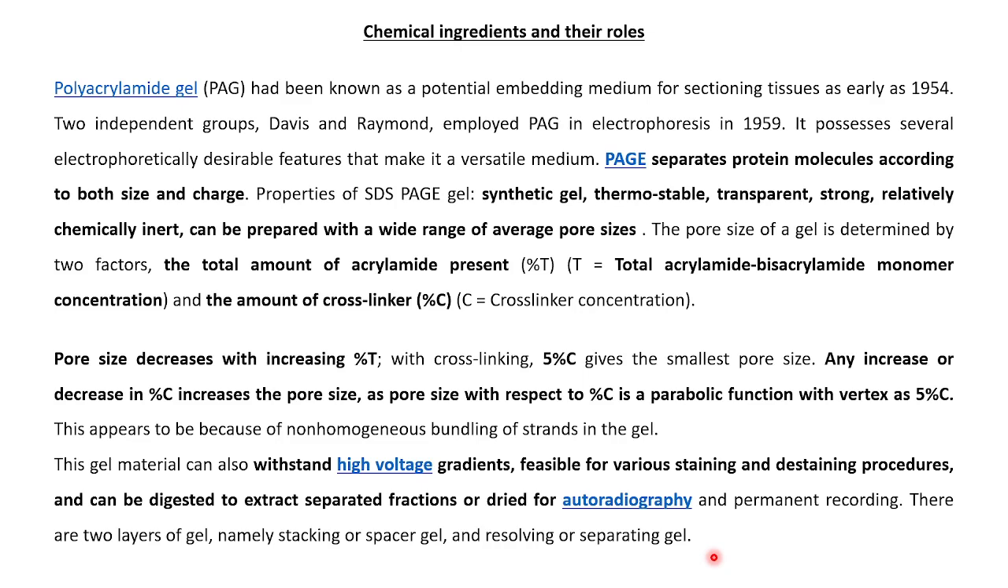Now this type of gel material can withstand high voltage gradients. It's made in such a manner that it can withstand high voltage gradients and is feasible for various staining and destaining procedures, and can be digested to extract separated fragments and dried for autoradiography, permanent recording. Sometimes people want to do mass spectrometry by destaining that portion of the gels. You can do all of that.